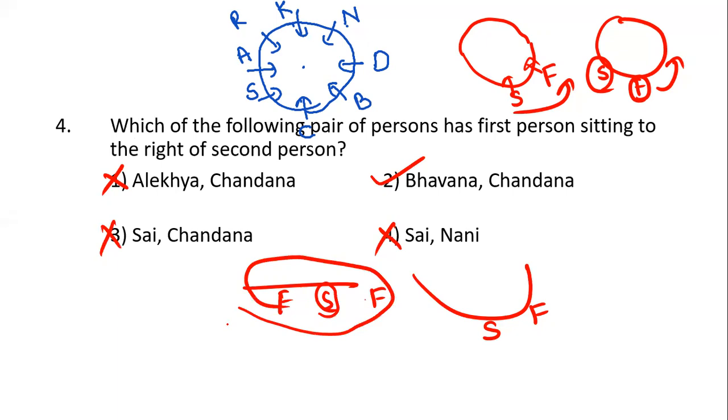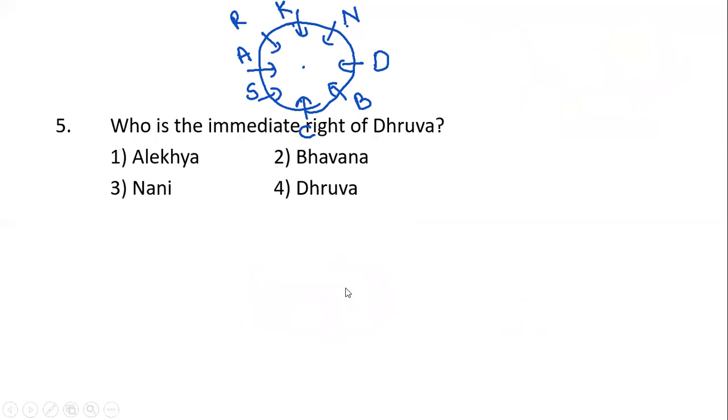Row wise, we'll write like this basically: first person, second person. Okay. So that is not the condition. They asked in reverse way. Got it right? Last question on this data. Who is immediate right of Dhruva? Dhruva's immediate right answer is Nani.